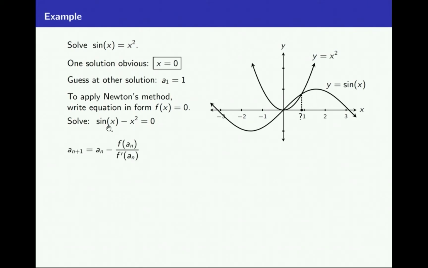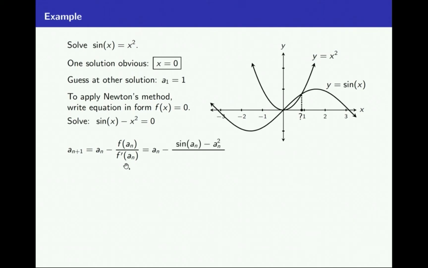Now remember, Newton's method works by taking a guess at the solution and getting a better approximation to the solution from that guess using linear approximation. And the way it works is once you have an a sub n, like this a sub 1, you can find a sub n plus 1, the next approximation, as a sub n minus f of a sub n over f prime of a sub n.